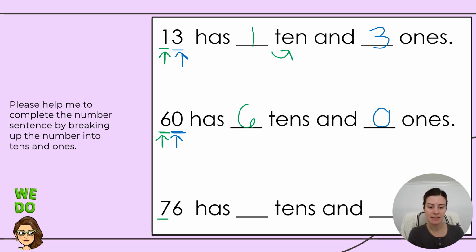All right, 76 has a 7 in the tens place and a 6 in the ones place. 76 has 7 tens and 6 ones. You can have that written. 76 has 7 tens and 6 ones. You can pause this recording, press play when you are ready to move on.